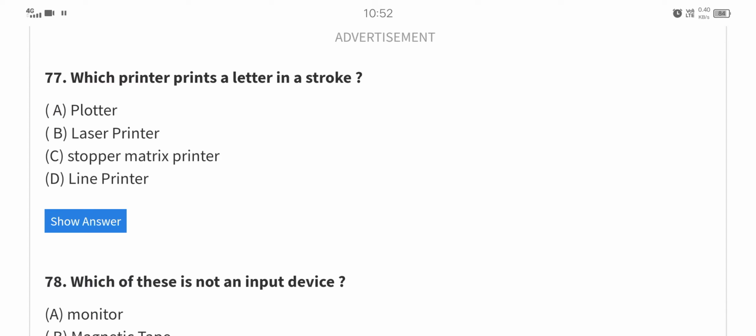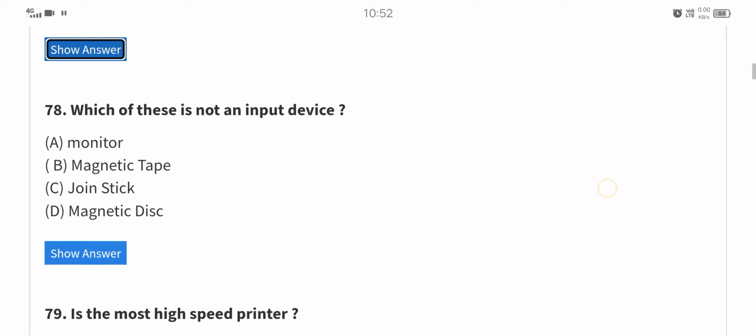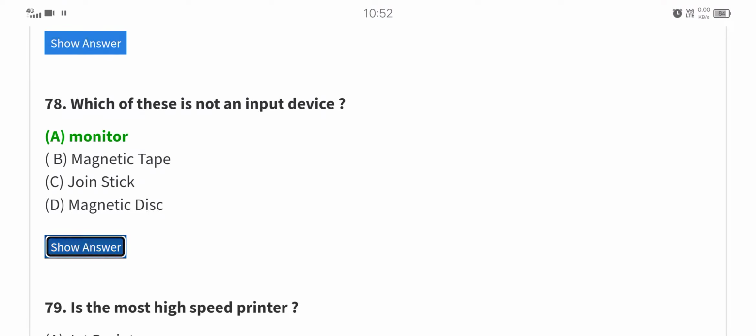Which printer prints a letter in a stroke? Line printer. Which of these is not an input device? Monitor.